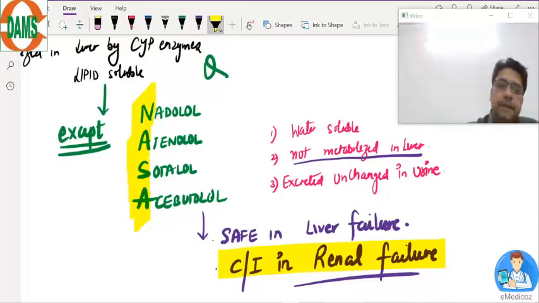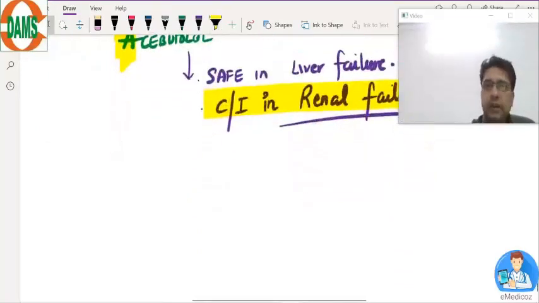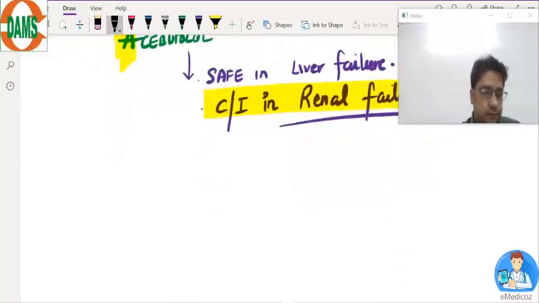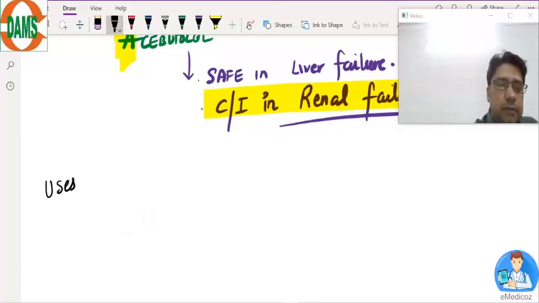Now let's move ahead. Let's talk about the uses of beta blockers.